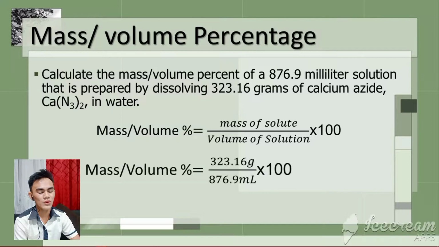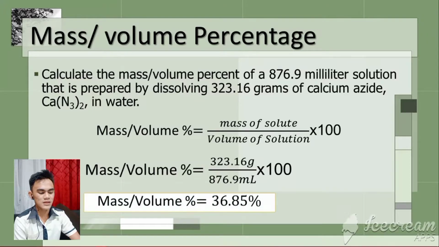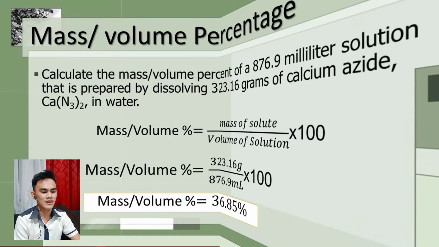So, substitute all the given values. That is, our mass of solute is equal to 323.16 grams divided by 876.9 milliliter, times 100. So, it's 323.16 divided by 876.9 times 100 is equal to 36.85%. That is our mass volume percentage.